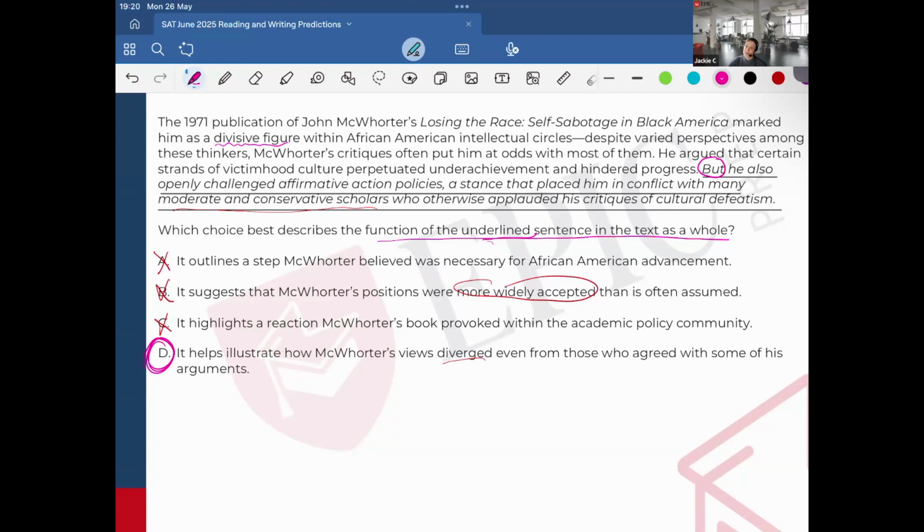Isn't that amazing? But overall takeaway, whenever you have a question about which line describes the function of an underlined sentence, just ask what is the sentence doing? Is it explaining a claim? Is it giving an example? Is it showing a contrast? Is it revealing some type of reaction? And eliminate answers that are confusing content with purpose.